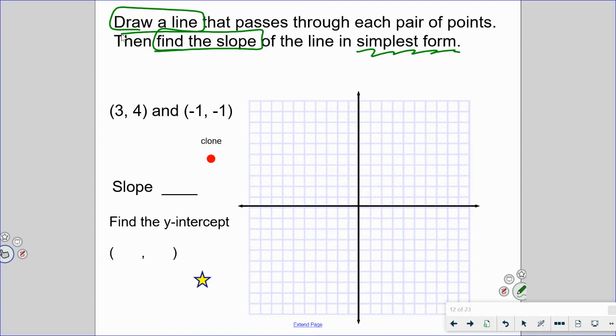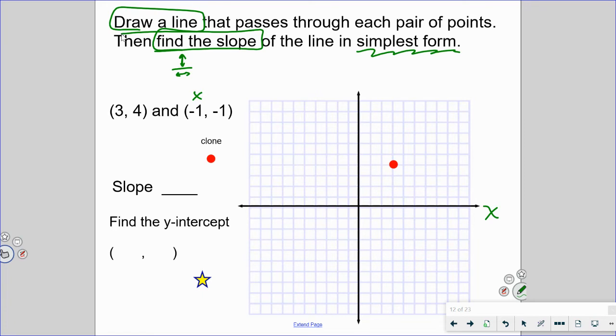All right, 3, 4. Now be careful. While slope is rise first, for an ordered pair, it's always the x value first. So positive 3 goes to the right. Let me start at the origin here. Positive 3 goes to the right, 1, 2, 3. Positive 4 goes up, 1, 2, 3, 4. And there is our first ordered pair.